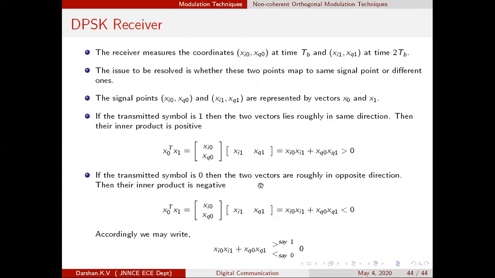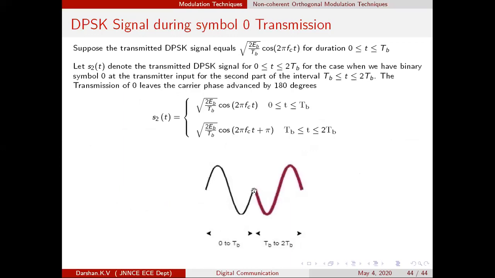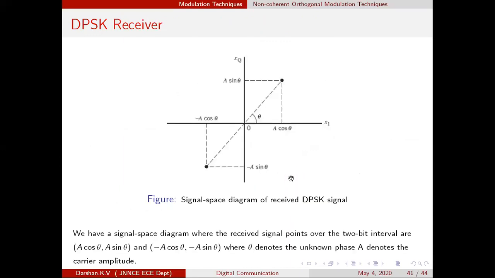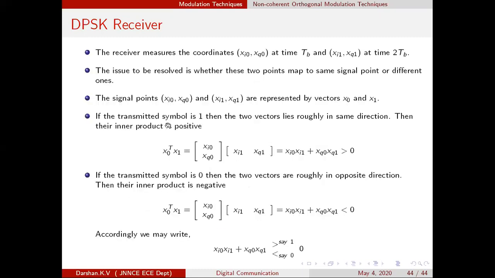So if you want to transmit 0, then what is going to happen? The phases are opposite. Therefore, one signal point will lie over here and another signal point will lie over here. If you analyze in the form of vectors, then these two vectors are opposite in nature. So whenever you transmit symbol 1, the vectors are in the same direction and the inner product is positive. When you transmit 0, the inner product is negative. This is the basis of the receiver design.